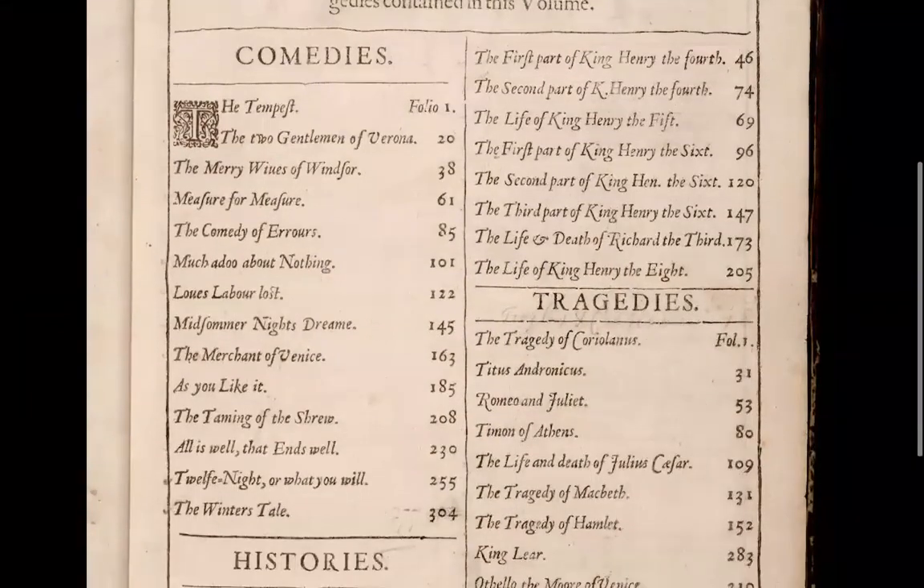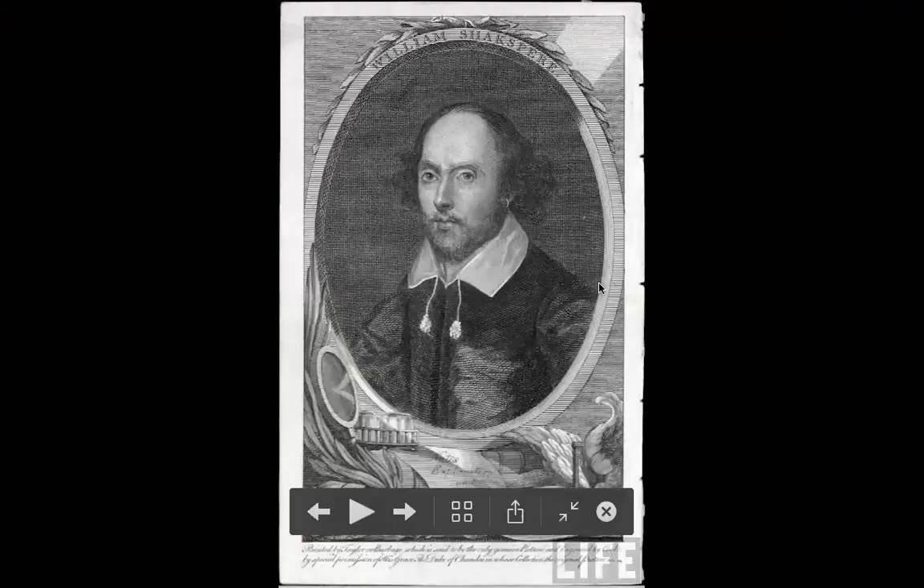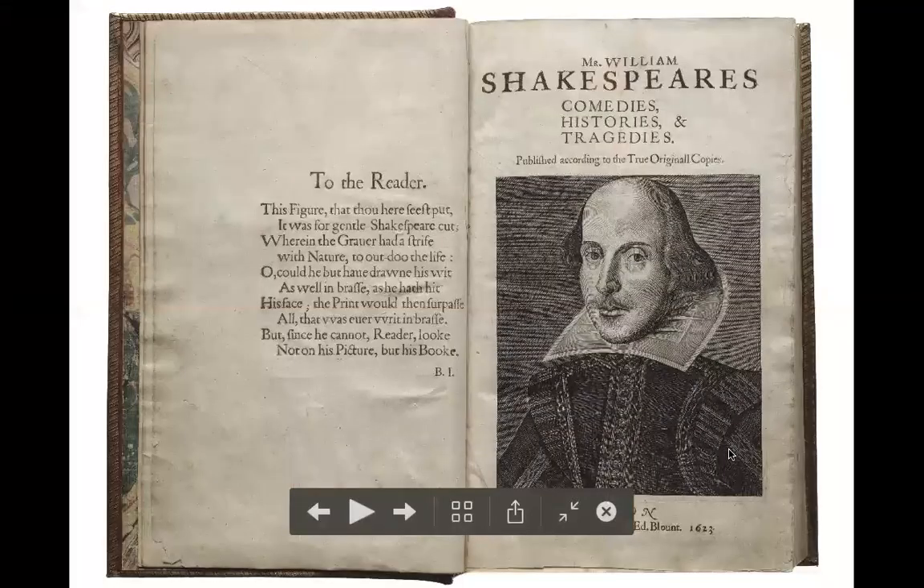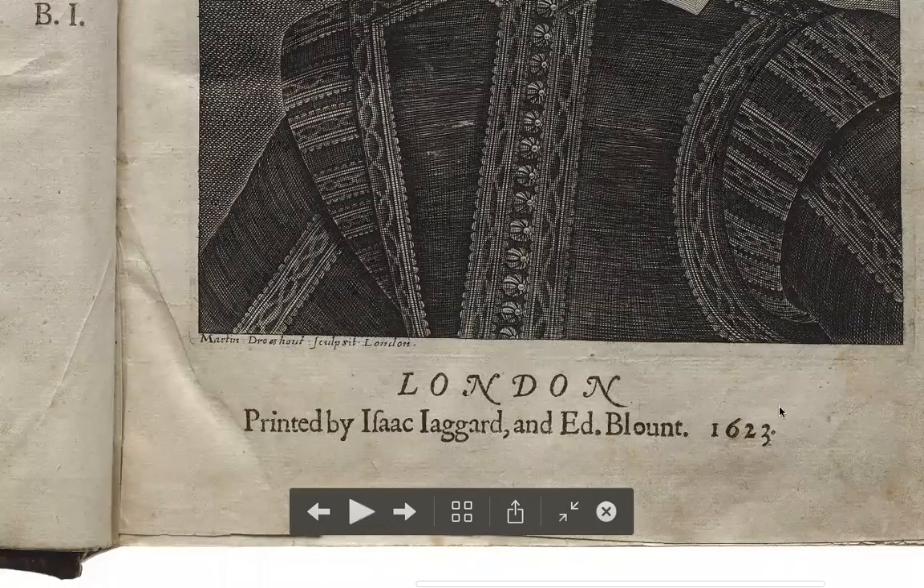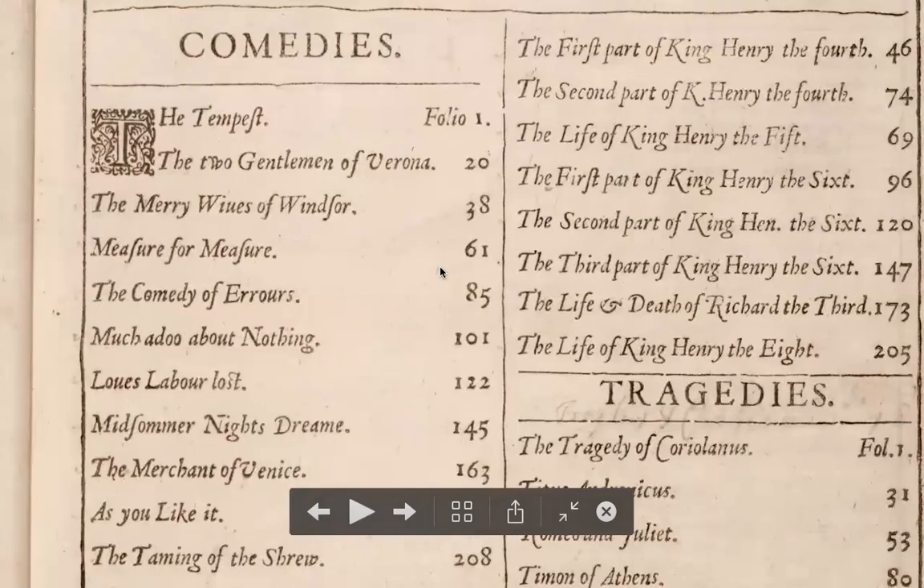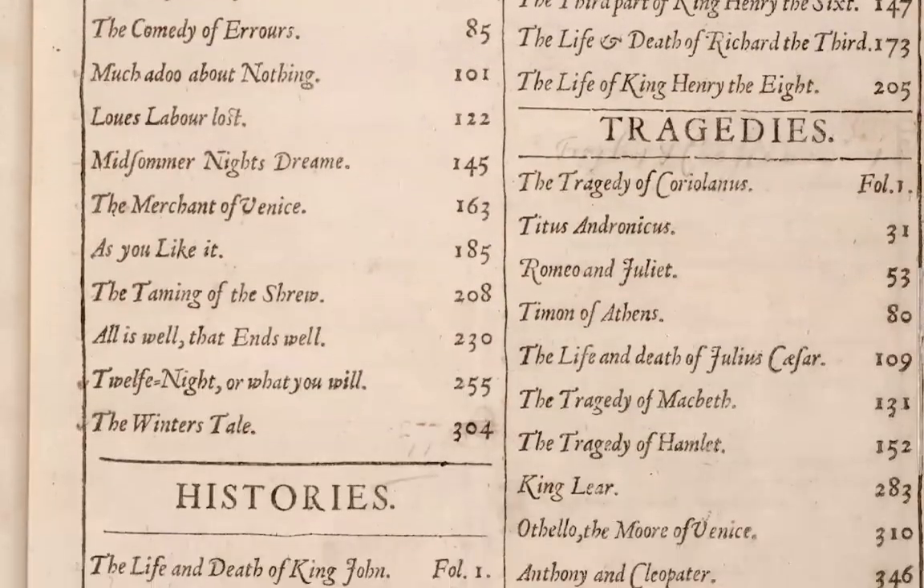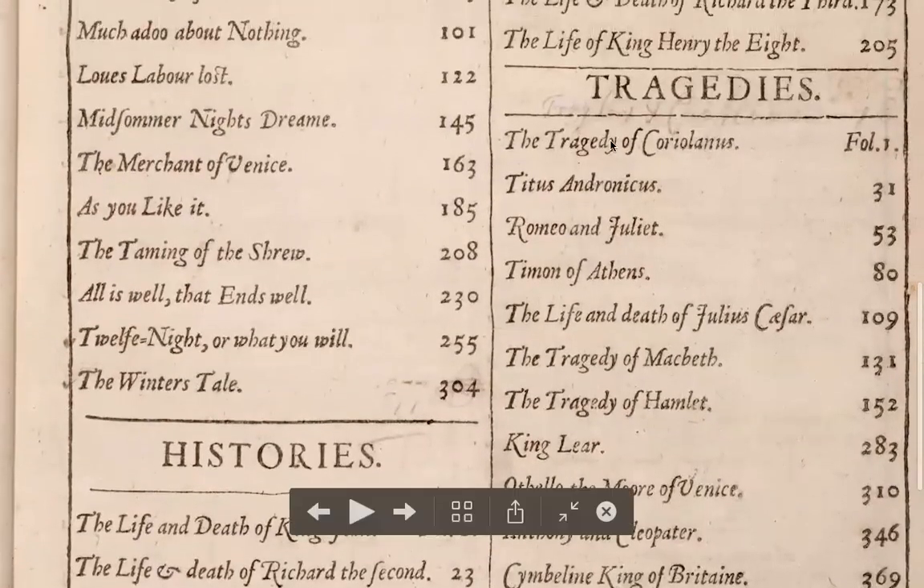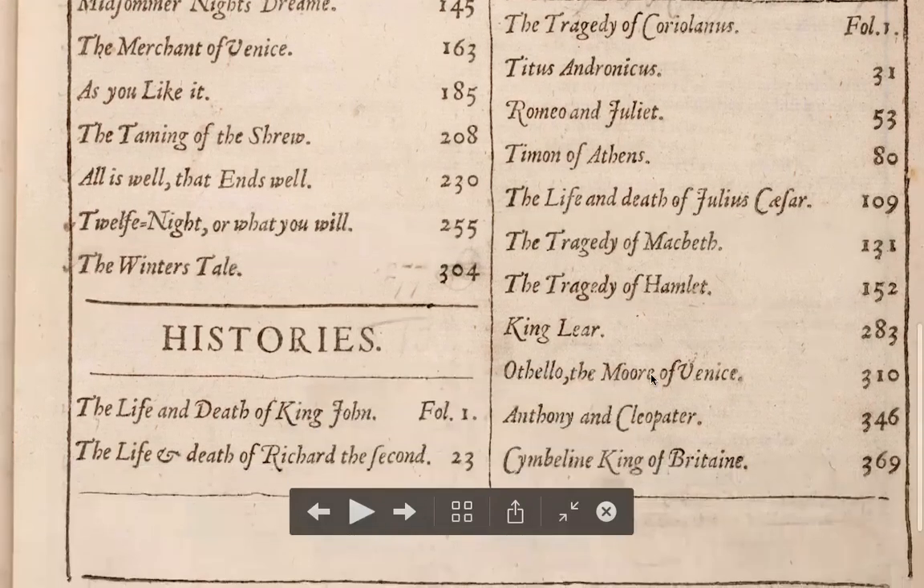And notice again, 1623, he was not alive for this publication. He dies in 1616, so he had no say over whether or not all of these should be in the right categories of comedies, histories, and tragedies. But some of you have, I hope, read a number of these. There's often in high school at least one or more tragedies, Romeo and Juliet or Macbeth, Hamlet, Lear, and so on. But here we're doing Othello, the Moor of Venice.